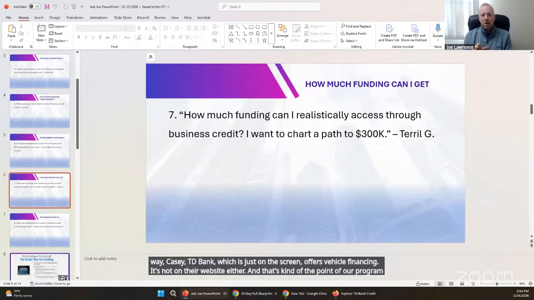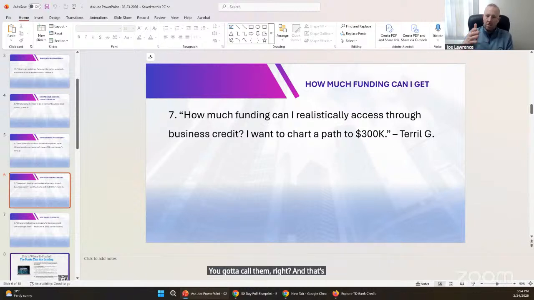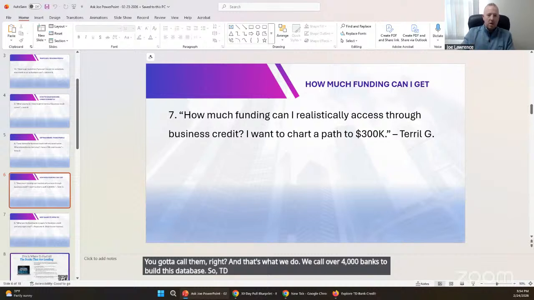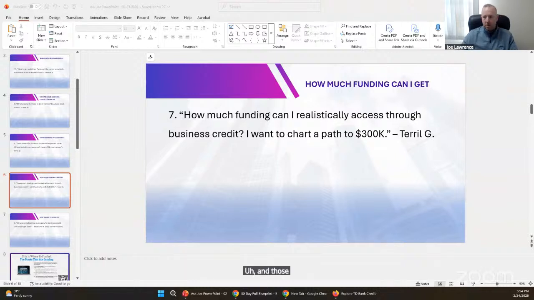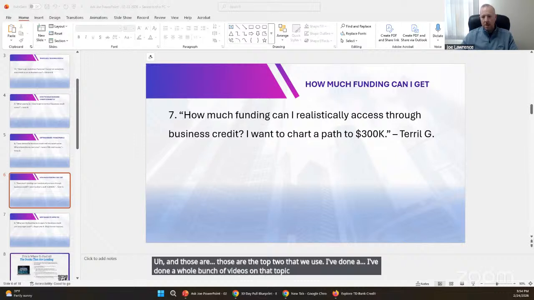The way that we work is a lot of the programs we know about, they're not listed. They don't have a flyer. You got to call them, right? And that's what we do. We call over 4,000 banks to build this database. So TD Bank is a great one. Ally Financial is another one. And those are the top two that we use. I've done a whole bunch of videos on that topic, so it's really good.